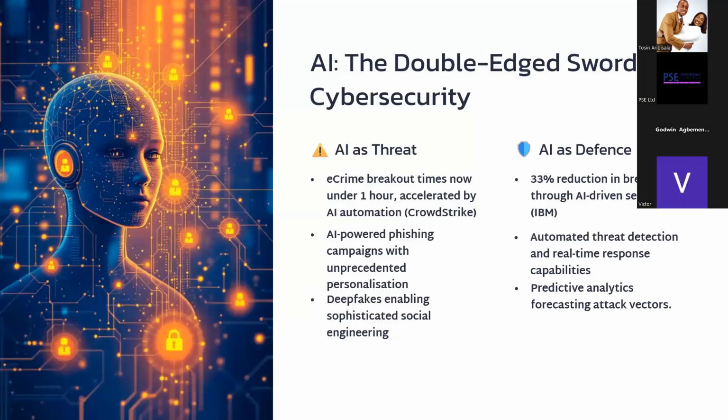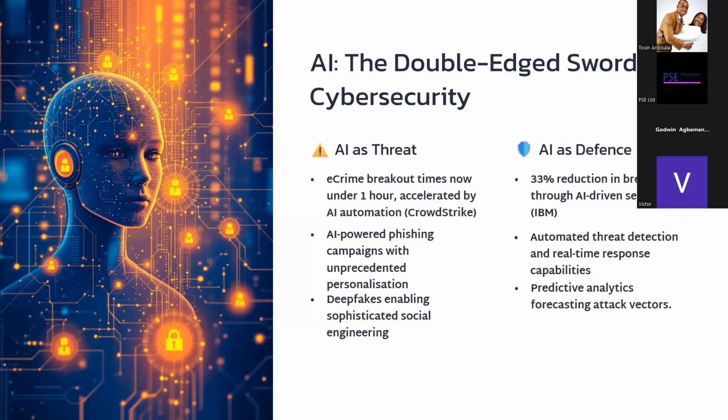So AI in cybersecurity. We are going to map how best we can use AI within our cybersecurity space. So AI, the double-edged sword of cybersecurity. It can do a lot of things, but these two are very, very important. So we have AI as a threat and AI as a defense. So AI can be something good for us. It can also be something bad for us as well, but it depends on how best we understand and how well we use it.